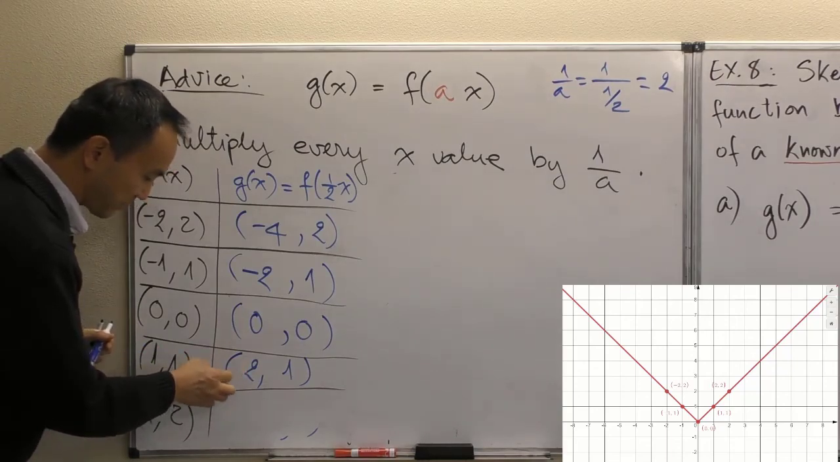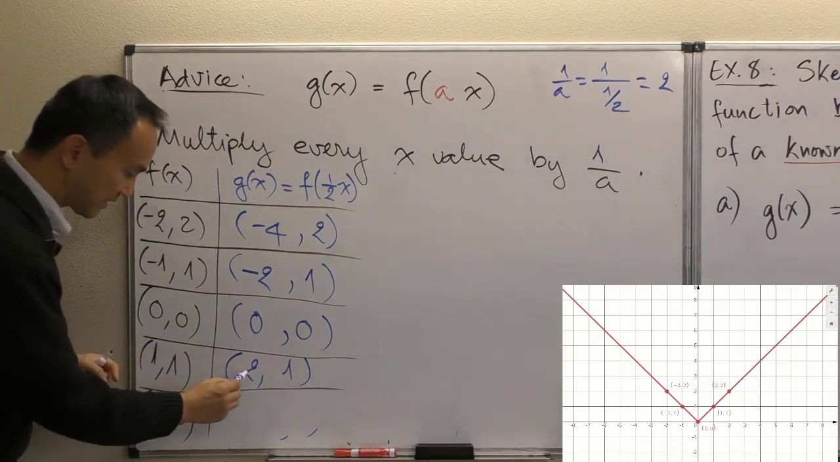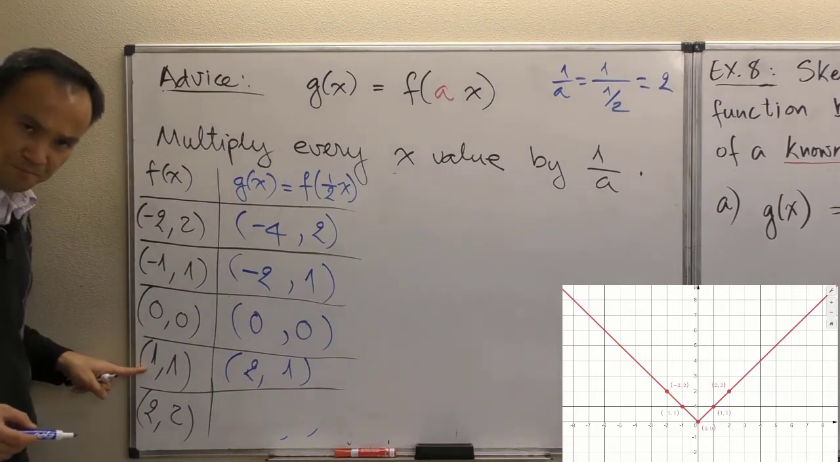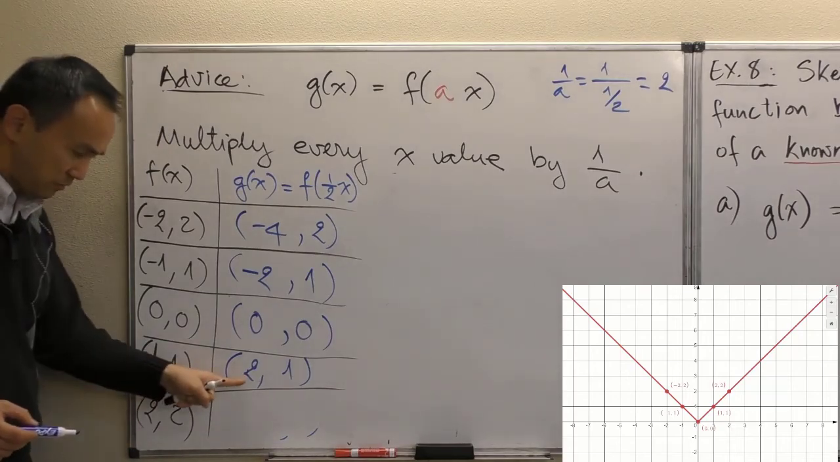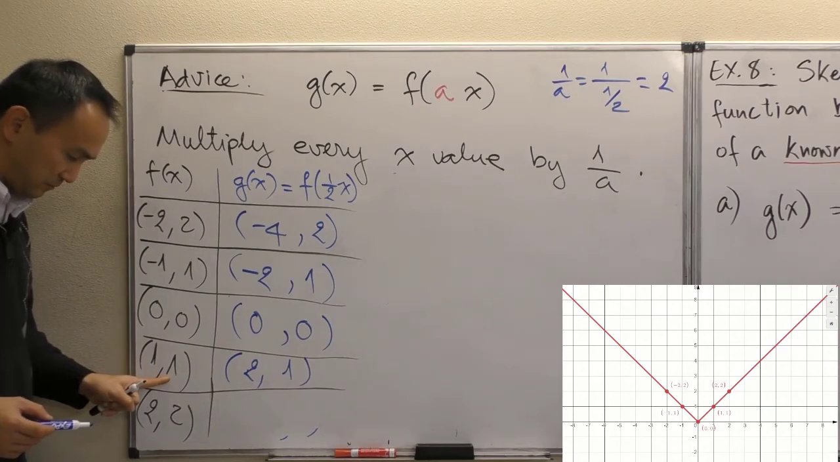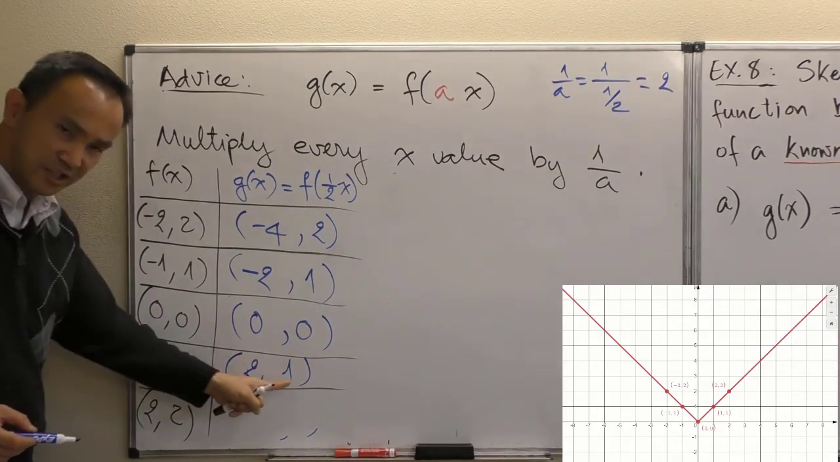That's my error right there. So now, forgive me, I just have to correct that. So 1 times 2 equals 2. But this value 1 for the y value stays the same.